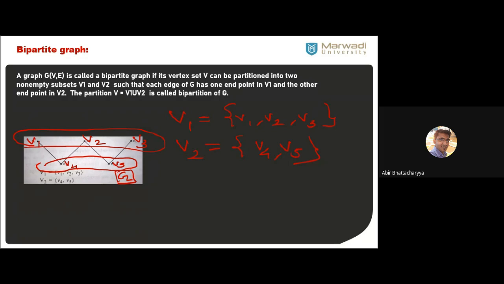So now, what is possible here? What is possible is that you can join across partitions, meaning one element from the first partition and another element from the second partition. Like V1 and V4 you can join. V1 and V5 you can join. V2 and V4 you can join. V2 and V5 you can join. V3 and V4 you can join. V3 and V5 you can join. This is called a bipartite graph. Bi means two, partite means partitions. How many partitions? Two partitions.